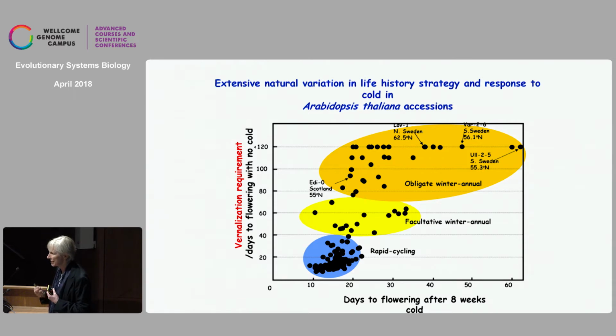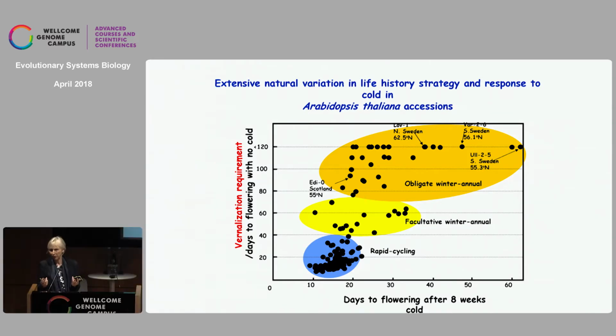Vernalization is the acceleration of flowering by prolonged cold. It's very important for most of our crop plants. You've probably heard of winter and spring-sown wheat and brassicas and oilseed rapes. They differ in their vernalization requirements. The winter-sown types need to overwinter before they will flower. They require winter to flower.